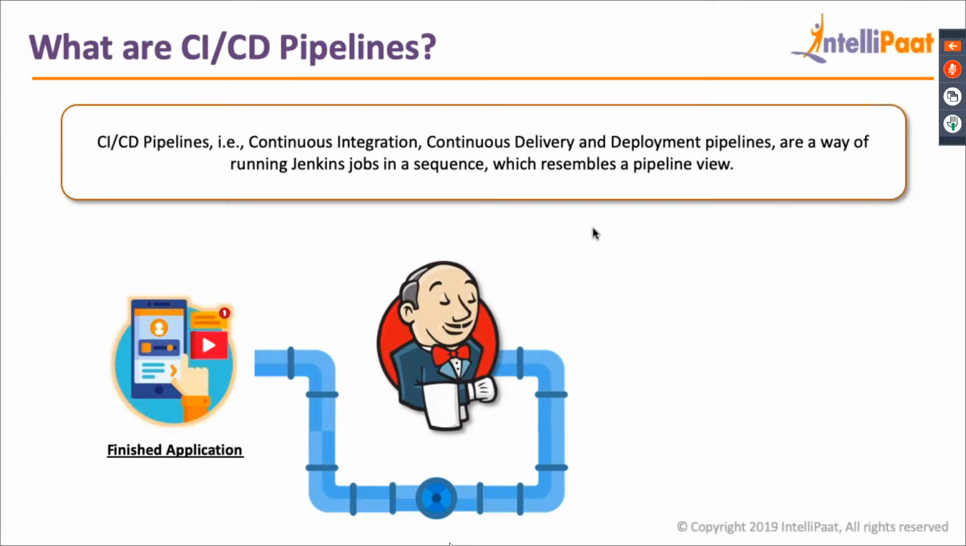A pipeline is a process, or a sequence of steps at the end of which you get a finished application. You start off by committing your code on GitHub, and Jenkins picks up that code and makes it go through various steps, during which the final output that you get is a finished application on the production server.